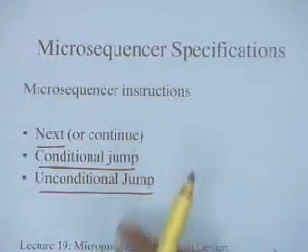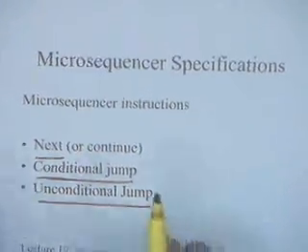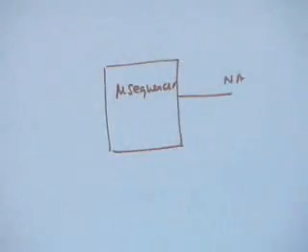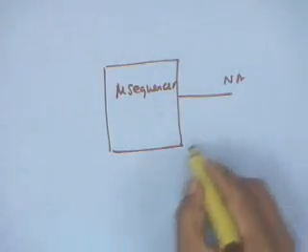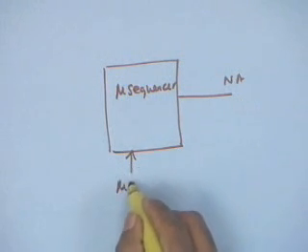So how do these three instructions work? This is what I was trying to explain in terms of the microsequencer itself. The microsequencer gets a microsequencer instruction.